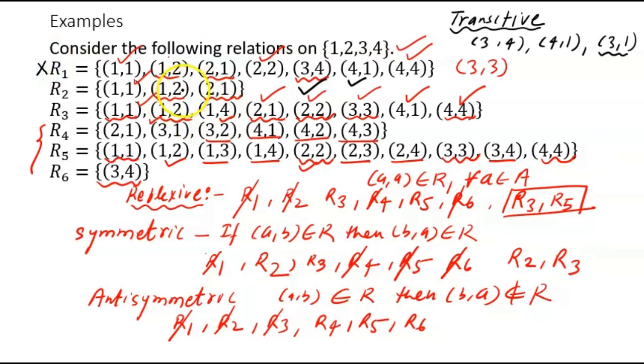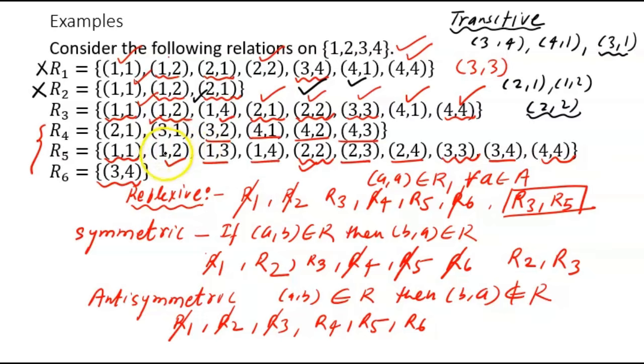What about R2? R2 is clearly not transitive, because if I take in R2, 2 comma 1 is present and 1 comma 2 is also present in R2. So 2 goes to 1, 1 goes to 2. So 2 should go to 2. So 2 comma 2 should be present in R2, but 2 comma 2 is not present in R2. So R2 is also not transitive.